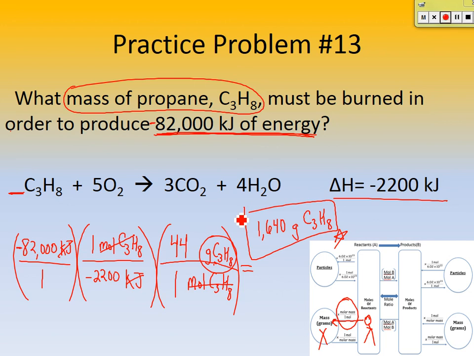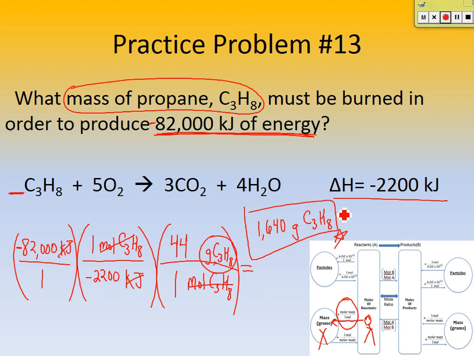And this is a reaction that occurs at your barbecue grill at home. I'm sure it has a little white tank under it, and it's filled with propane. It reacts with oxygen in this combustion reaction and releases this much heat. Well, this heat is what's cooking your food on the barbecue grill. And so yes, it's exothermic. It's releasing heat. Delta H is negative. But to release all of this energy, a negative 82,000 kilojoules, you're going to need 1,640 grams of propane.